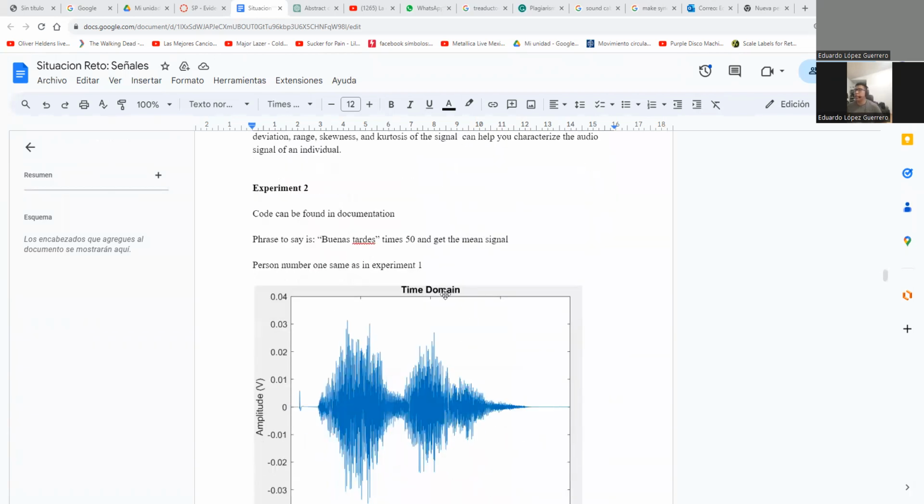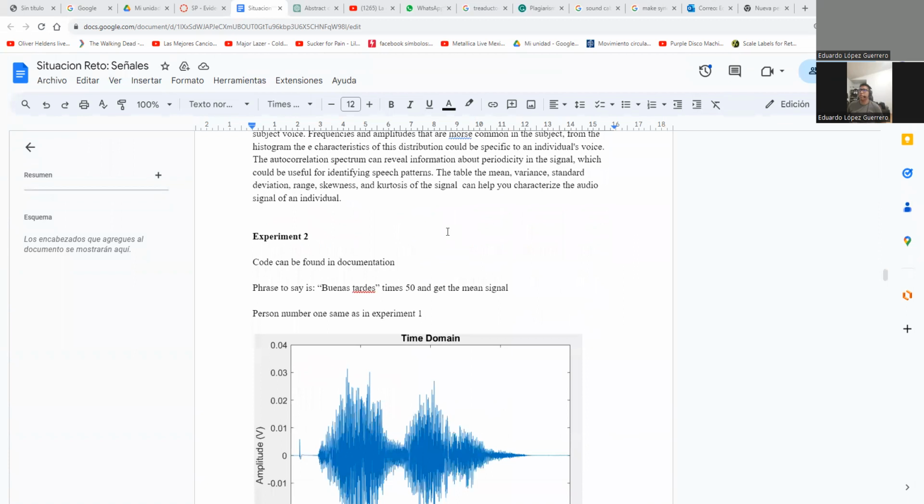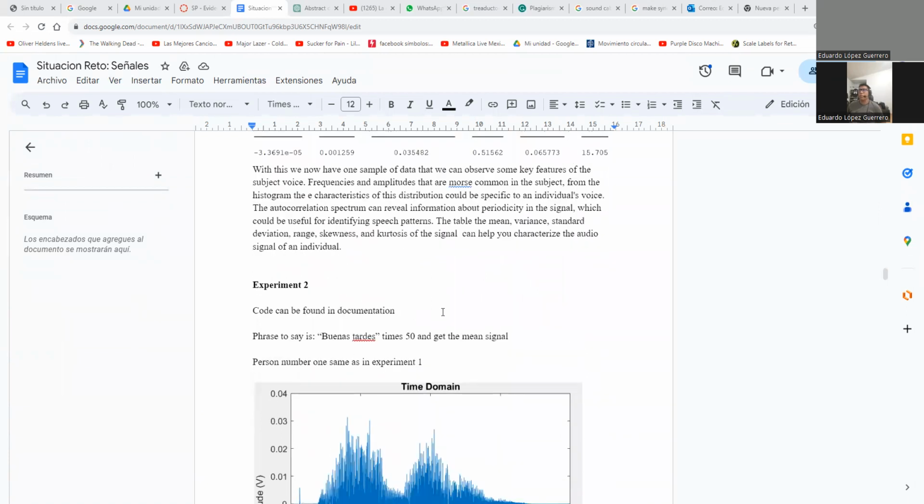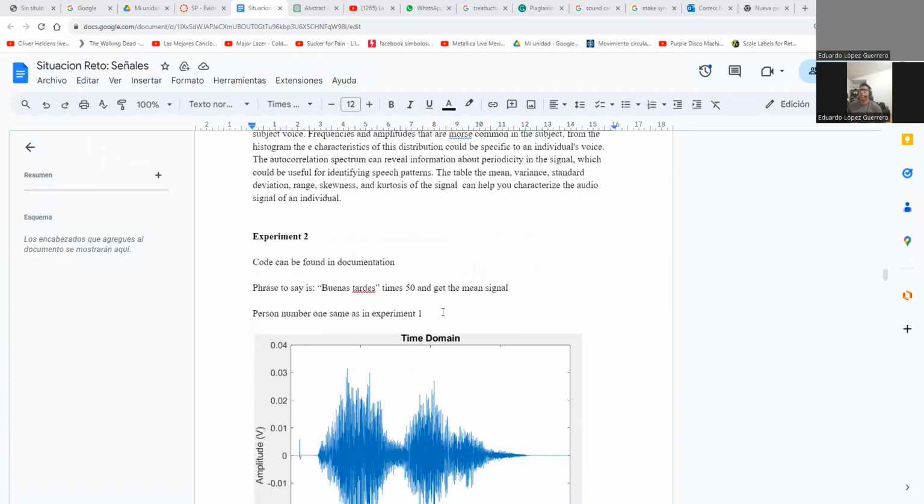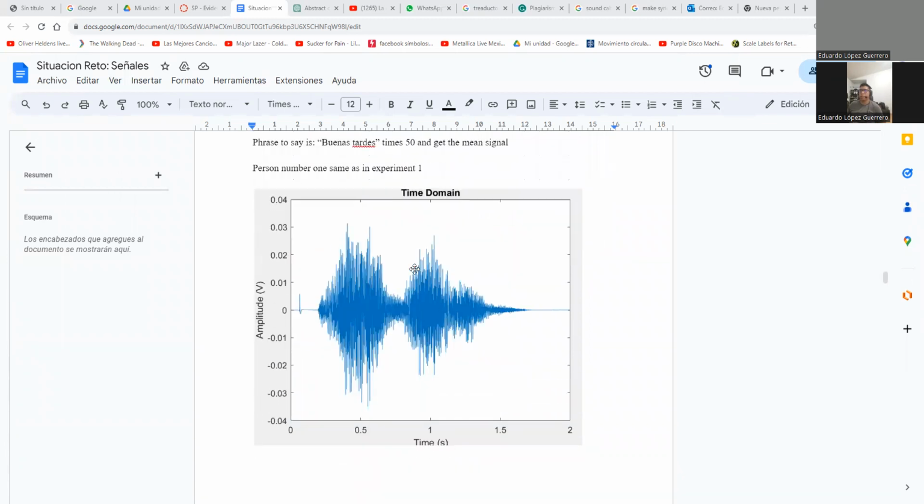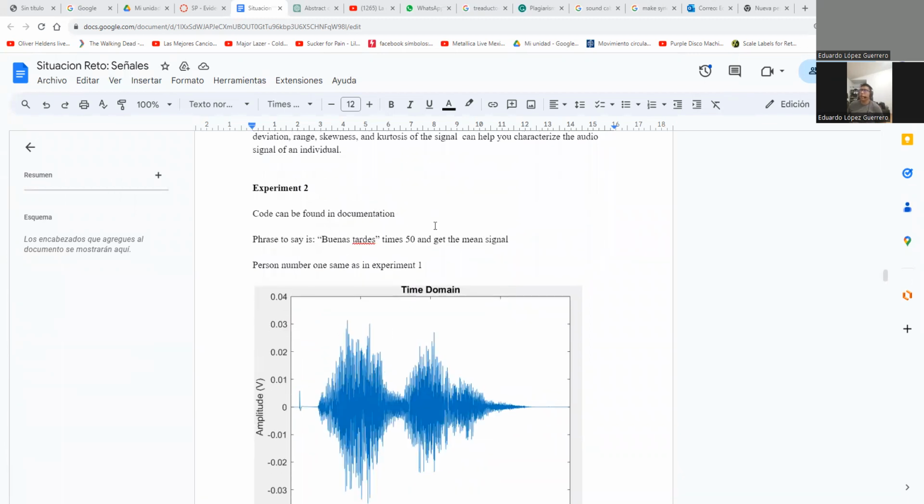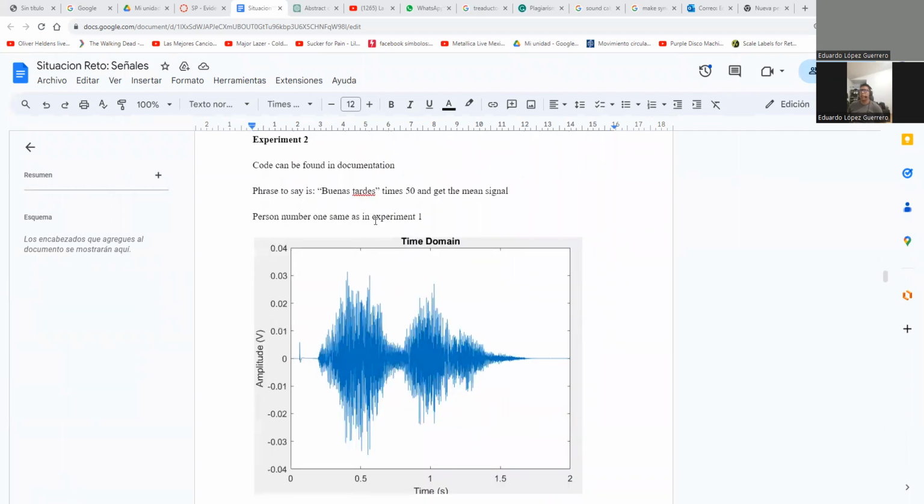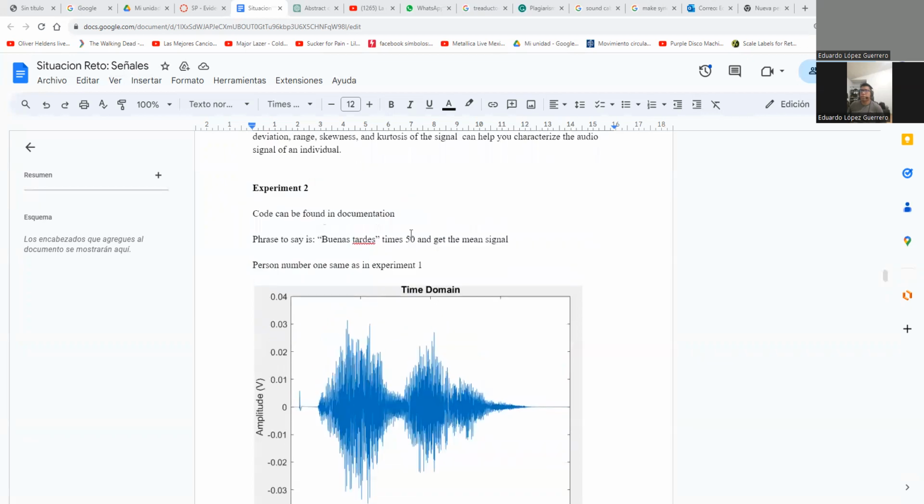And then in the second experiment, what we did was record the voice as many times as we could. In this case, we did it 50 times, and we obtained the mean of the signal. As you can see here, it is the mean of the signal. It is important to say that we used a phrase to get this mean of the voice signal. The phrase was buenas tardes.